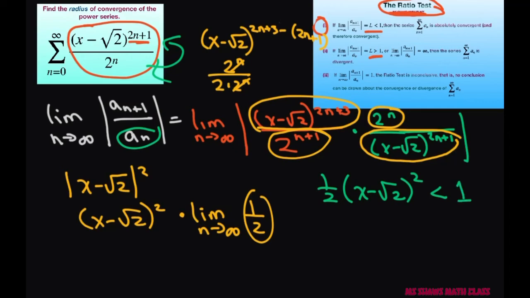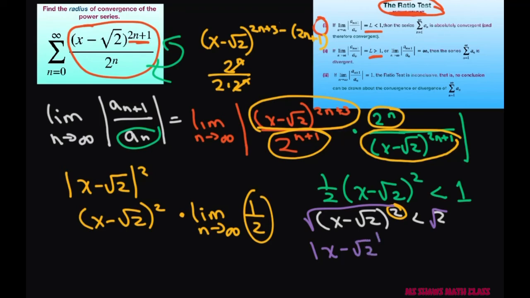Now let's multiply both sides by 2. We get (x minus square root of 2) squared is less than 2. We have a square here, so you take the square root of both sides. Now we're going to have to put the absolute value here: the absolute value of x minus square root of 2 is less than square root of 2. That would be convergent.